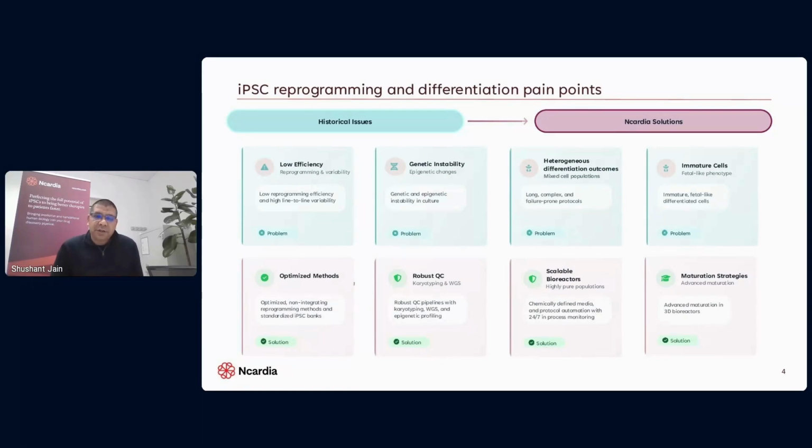There have been a number of different initiatives to try and scale the protocols for differentiating patient iPSC lines into that terminal cell type. At Incardia, what we've employed are scalable bioreactors in combination with chemically defined differentiation media, automation of the protocols, and 24/7 in-process monitoring. This allows us to produce a large number of a very pure cell type, both robustly and reproducibly. And then ultimately, we have the maturation question.